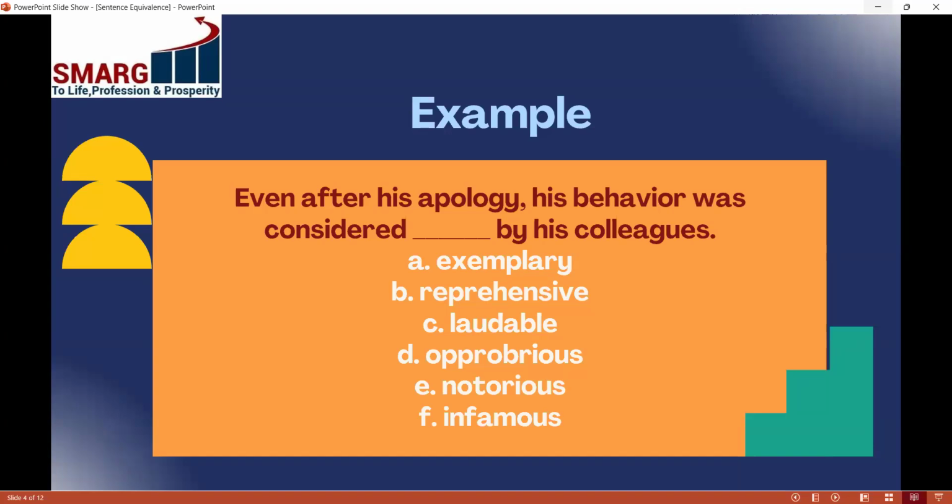Why? By infamous, what does infamous mean? And what does notorious mean? Anybody? Perhaps that's something that's famous for the wrong reason. Notorious is something nasty. Exactly.